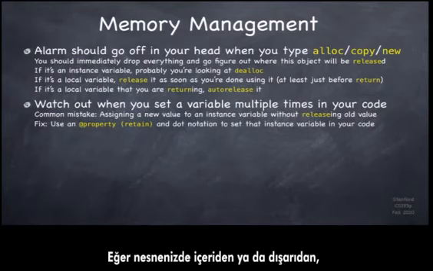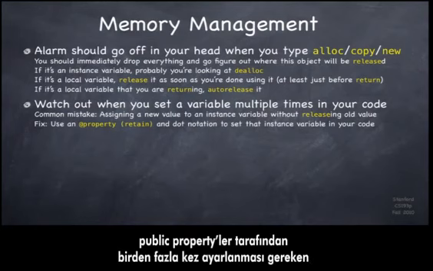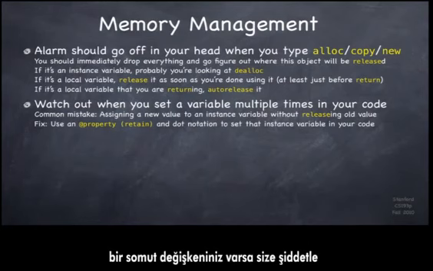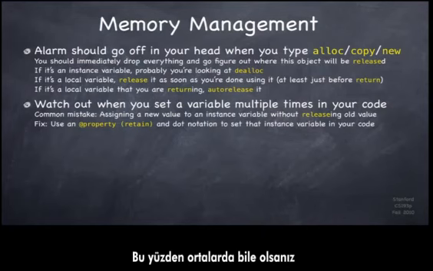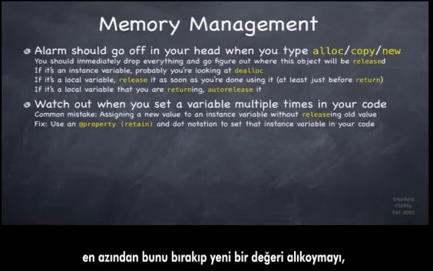So I strongly recommend if you have an instance variable in your object that gets set multiple times, either internally or by some external public property, that you just do @property retain. You'll still have to do release of that thing in your dealloc, so don't forget about that. But in the middle, when you're setting it to different values, at least you'll be releasing and retaining the new one.